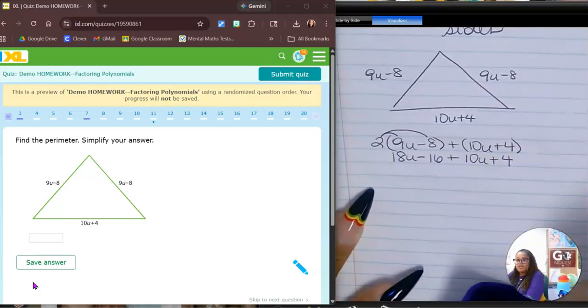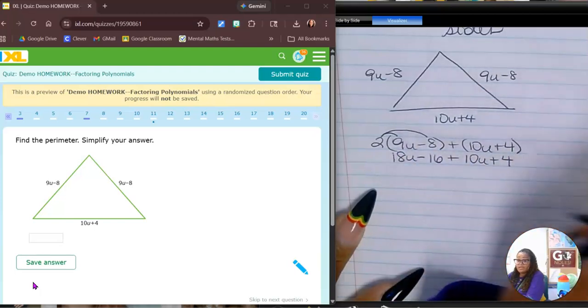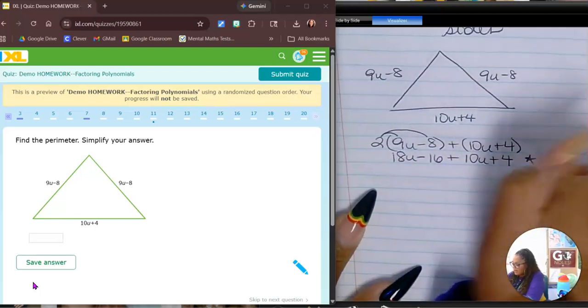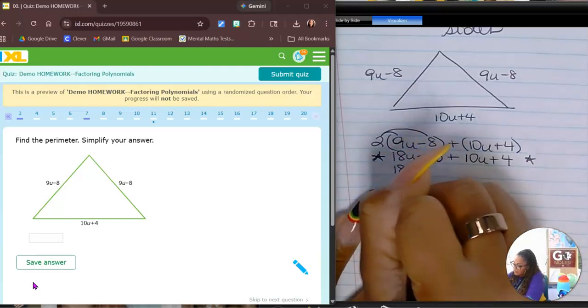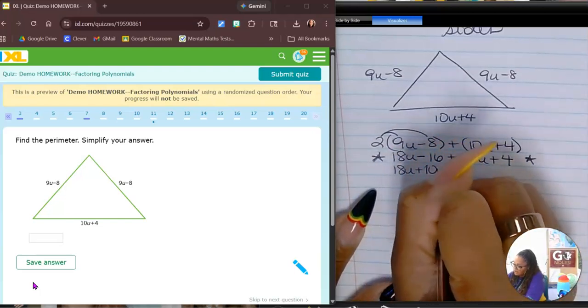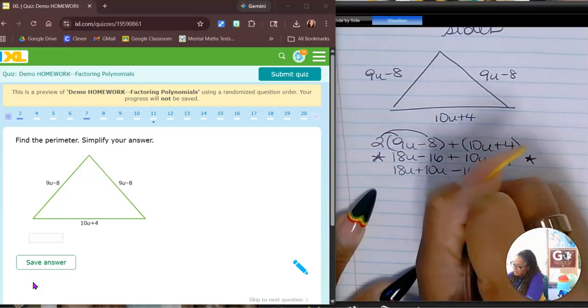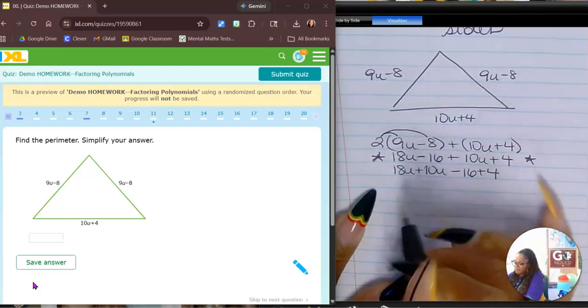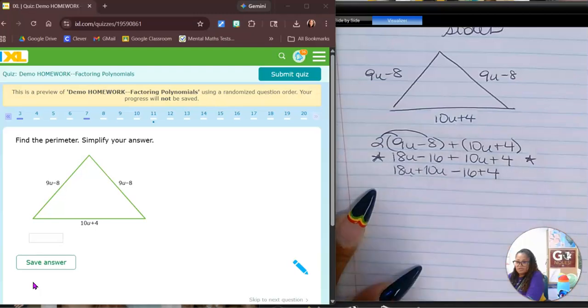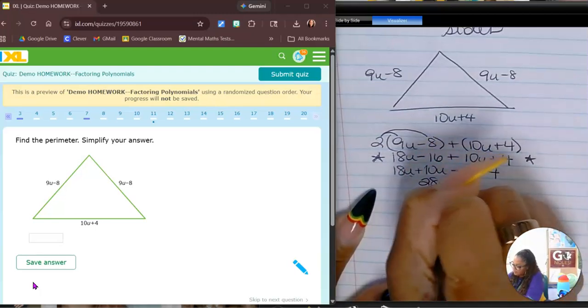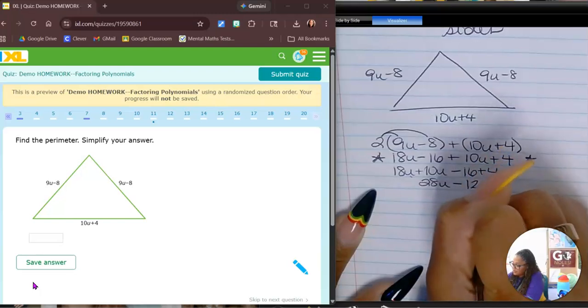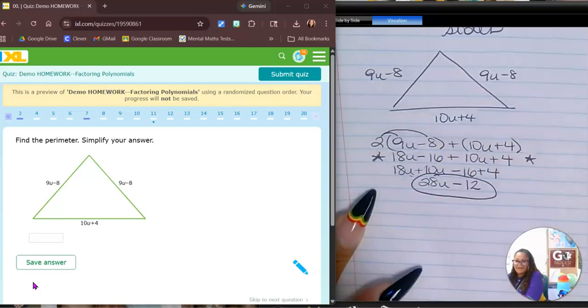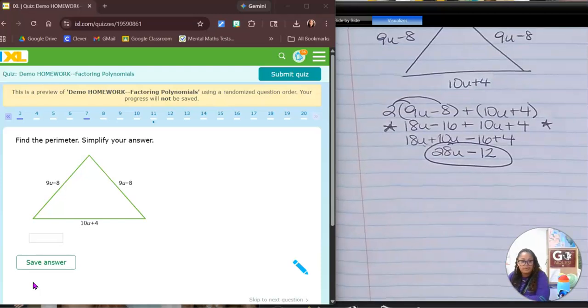You must show yourself grouping them all together with your like terms together. You may not skip this step. 18u plus 10u minus 16 plus 4. 18u plus 10u is 28u. Minus 16 plus 4 is negative 12. There's my answer. I cannot go any further.